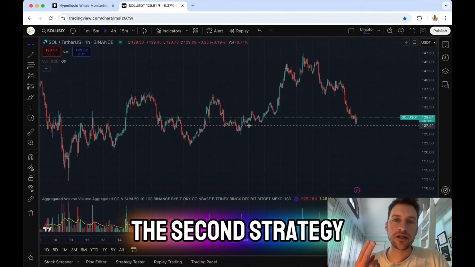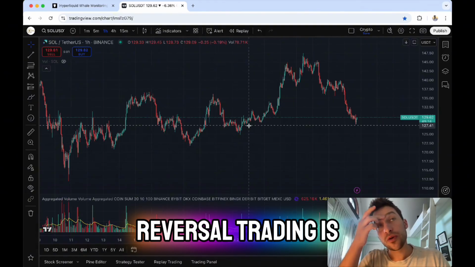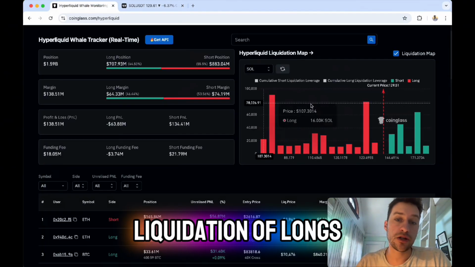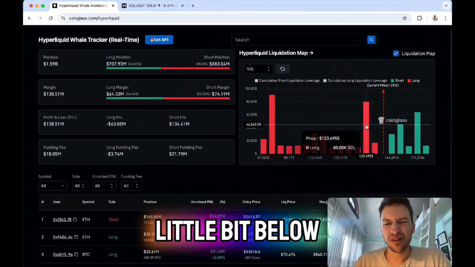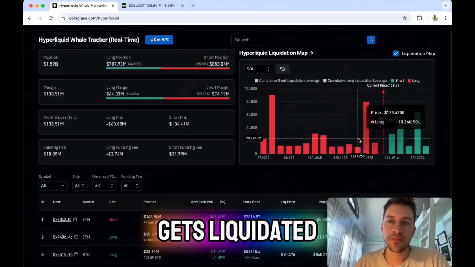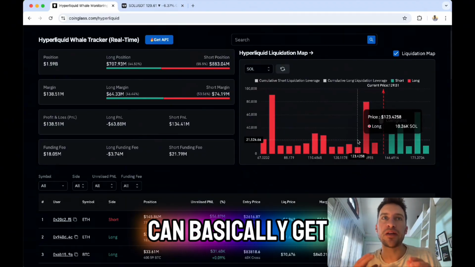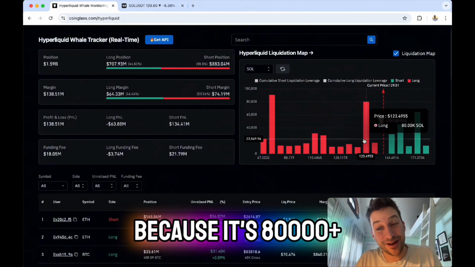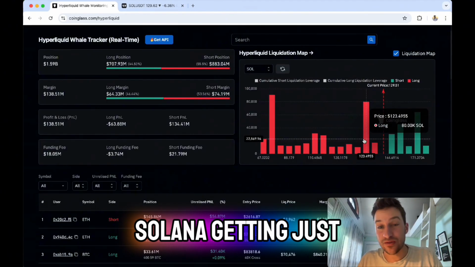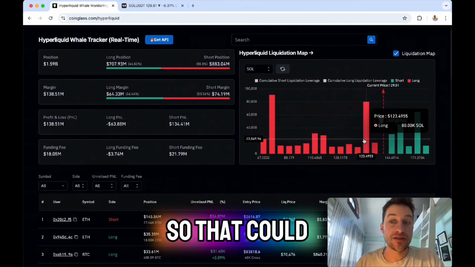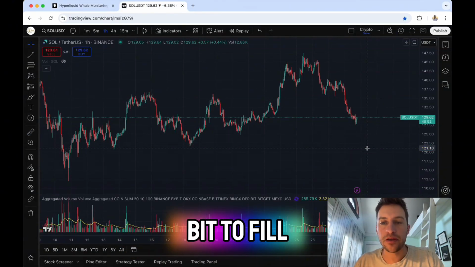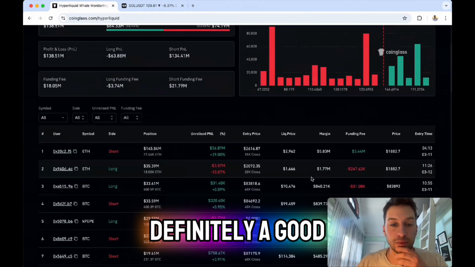The second strategy is just reversal. Reversal trading is essentially just putting your limit buy orders, if there's a liquidation of longs, guys, just a little bit below where this guy gets liquidated. And the theory is that you can basically get the coin cheap, because it's 80,000 plus Solana getting just vaporized. So that could basically push price down in the short term just a little bit to fill your order. Definitely a good way to trade.